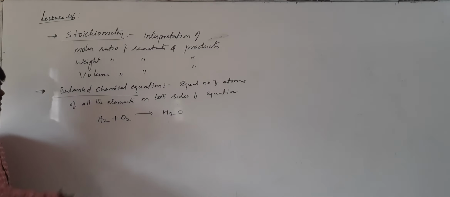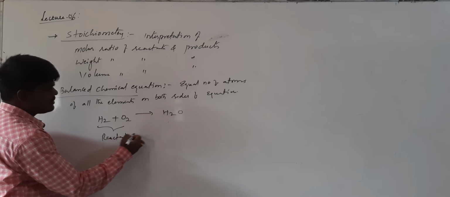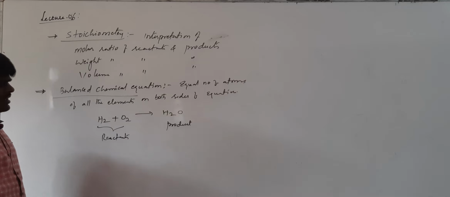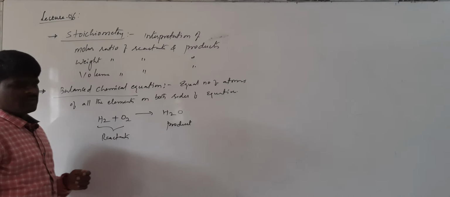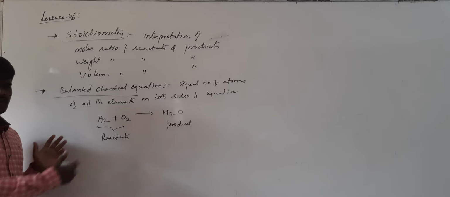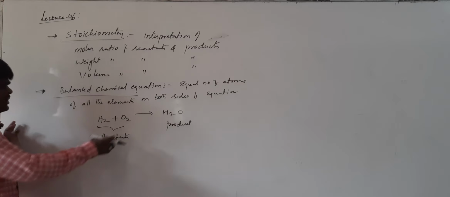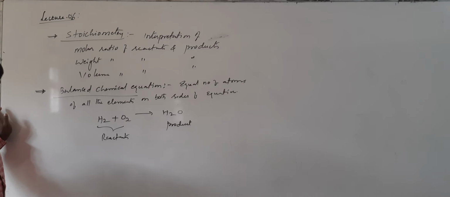If you see here, there are two hydrogen atoms on the left side. These are called reactants, and this is called the product. We are already familiar with this, but I am just giving the idea. Here there are two oxygen atoms, but on the right side only one oxygen atom. The atoms of all the elements should be equal on both sides. Hydrogens are balanced, but oxygen is not balanced, so you have to make it balanced.